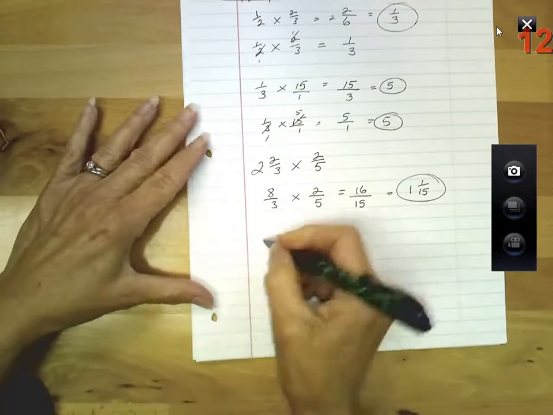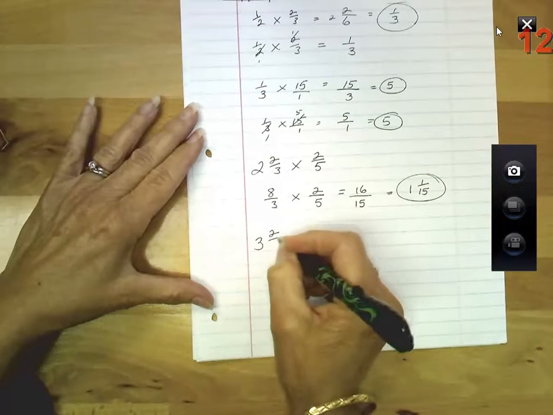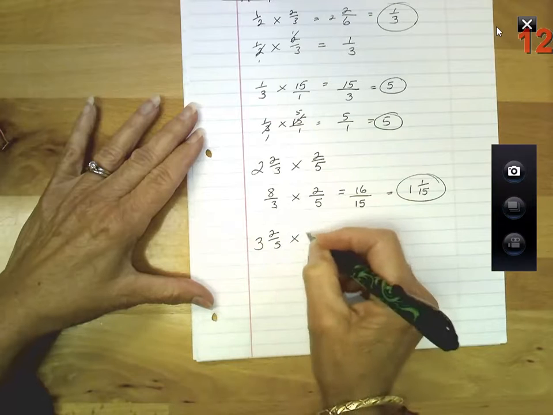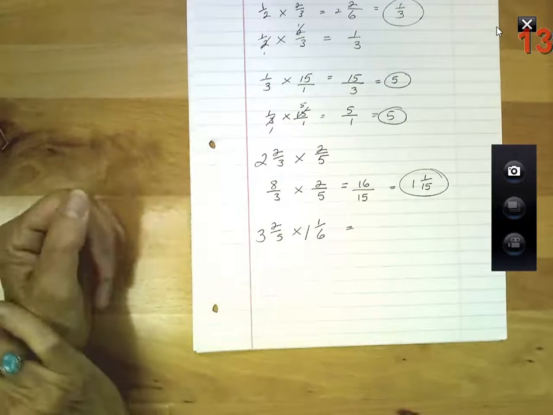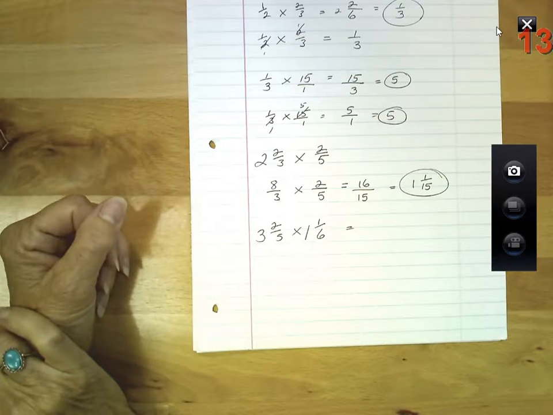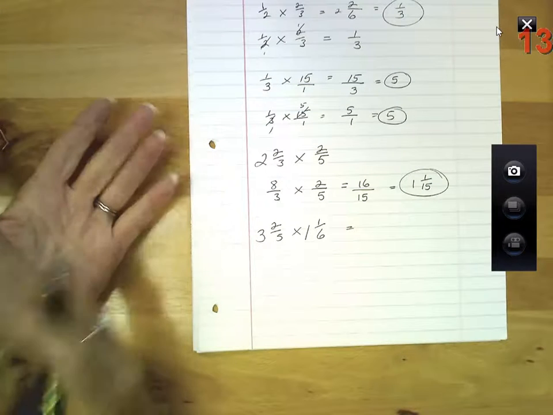Okay. Now 3 and 2/5 times 1 and 1/6. Both of these are mixed numbers. So change them both to improper and then just multiply.